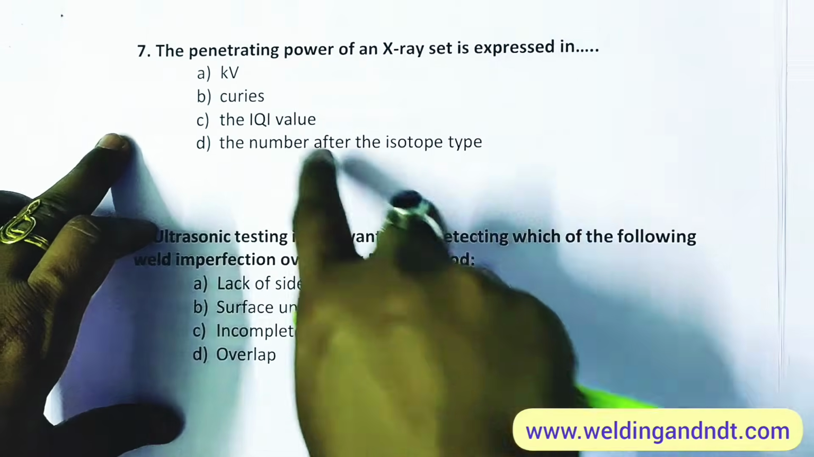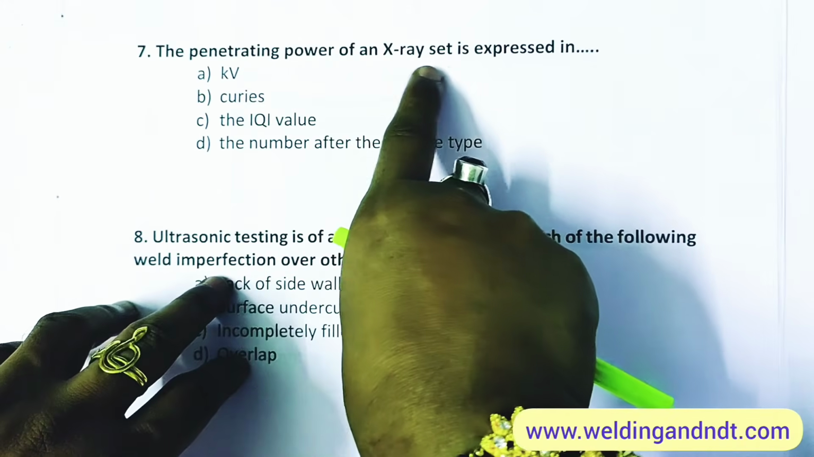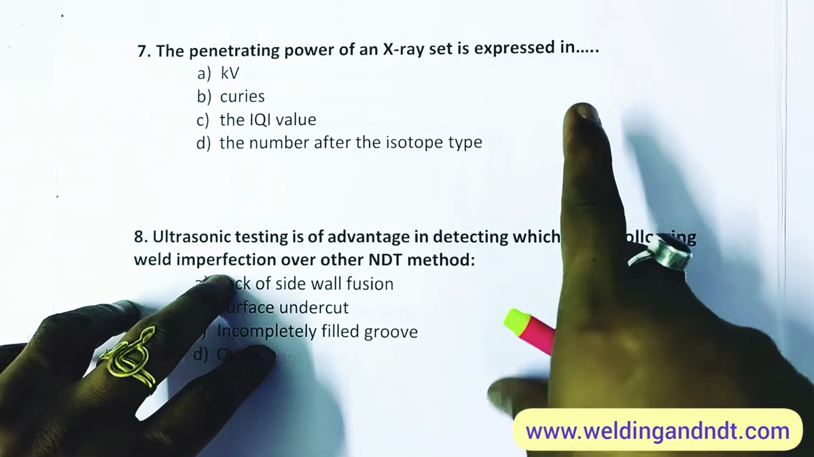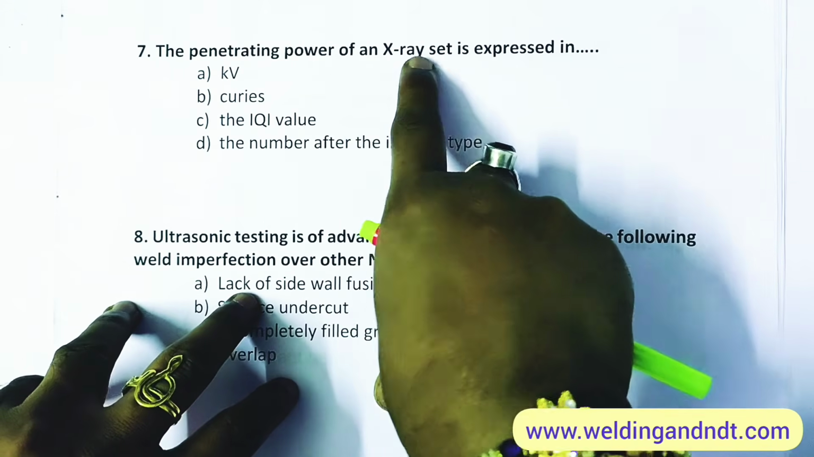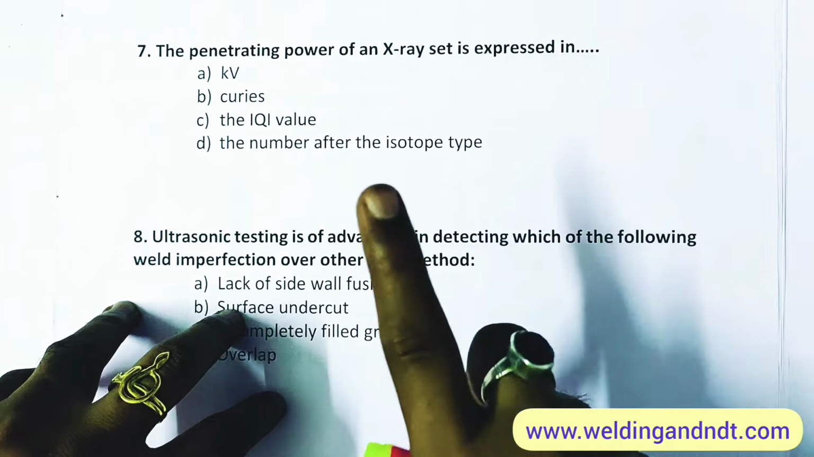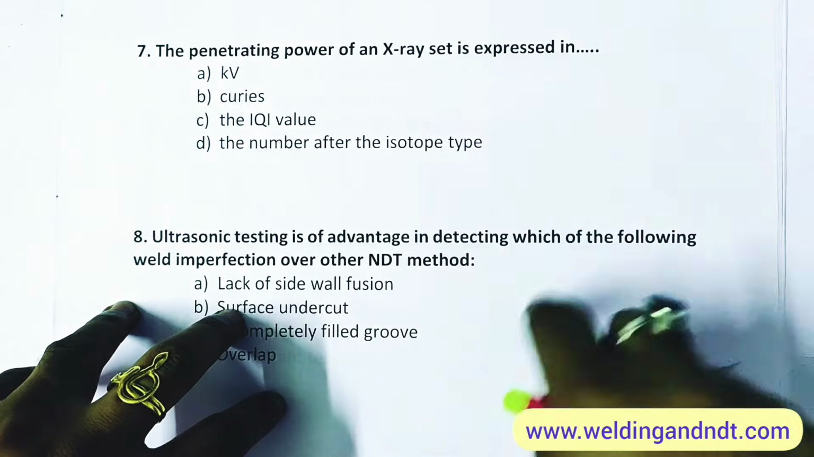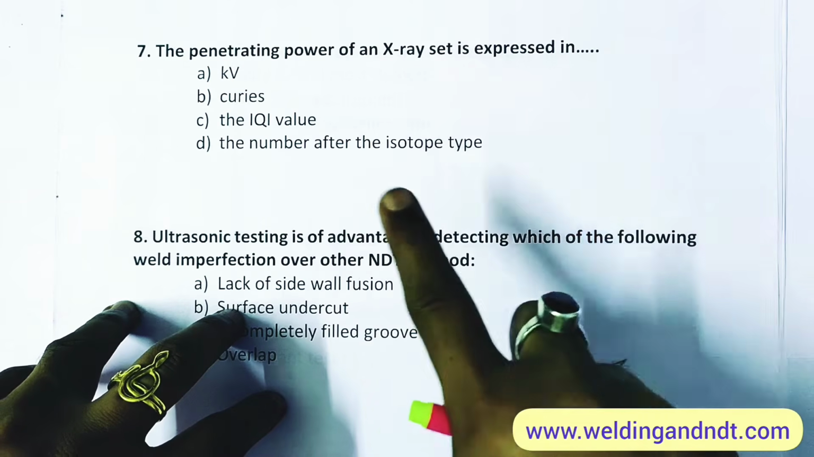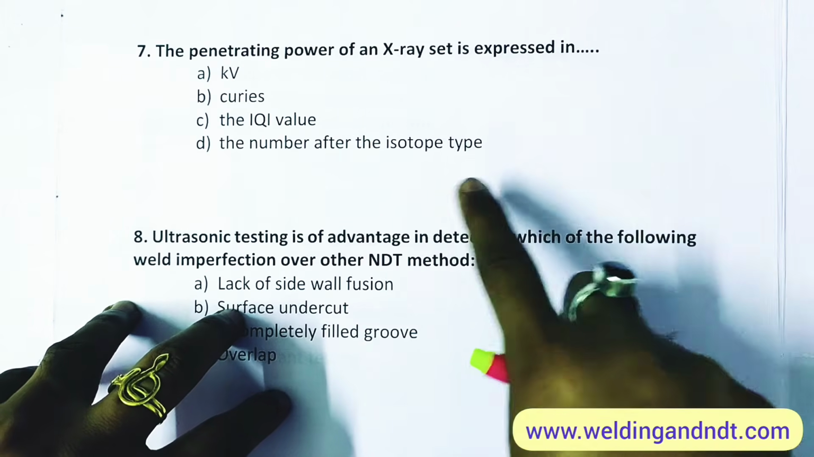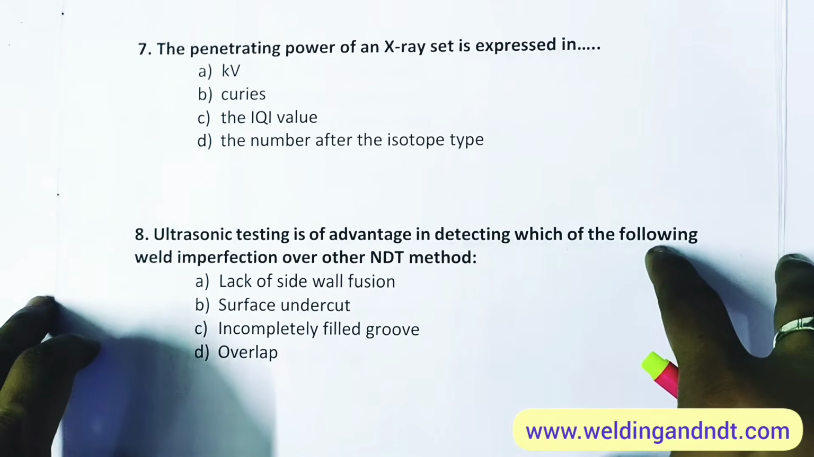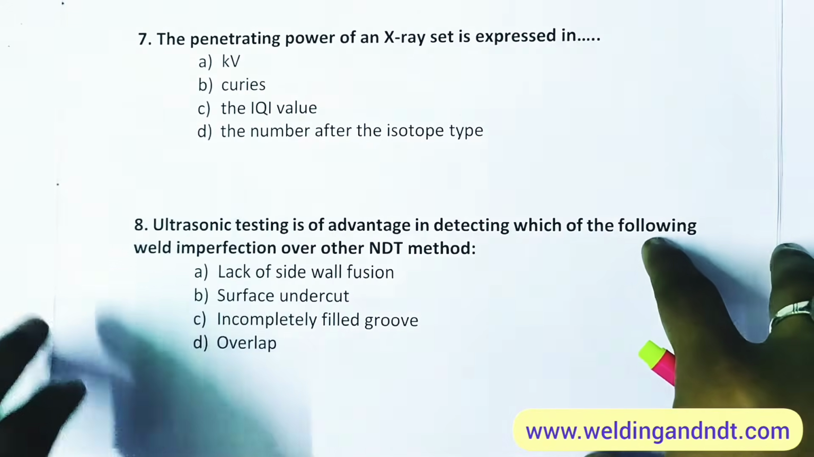Now question number 7. The penetrating power of an X-ray set is expressed in. I had explained in the video lecture series, penetrating power of an X-ray can be expressed in kilovolt, and penetrating power of radioactive isotope or penetrating power of gamma rays can be expressed on the type of isotope. So the answer will be A.